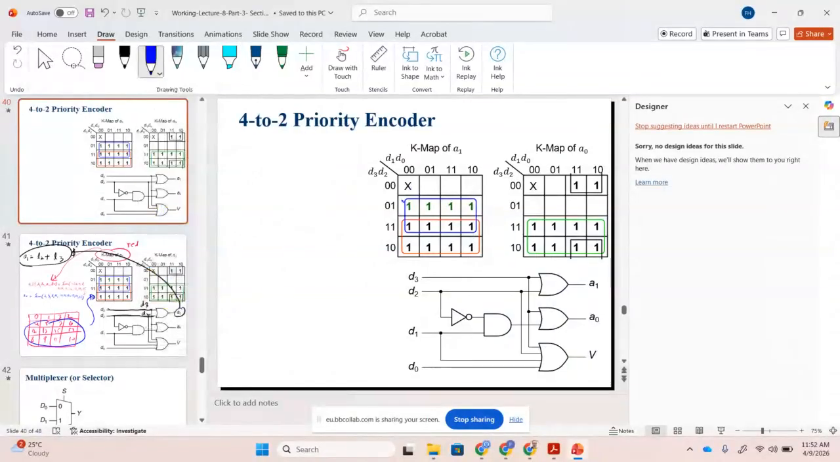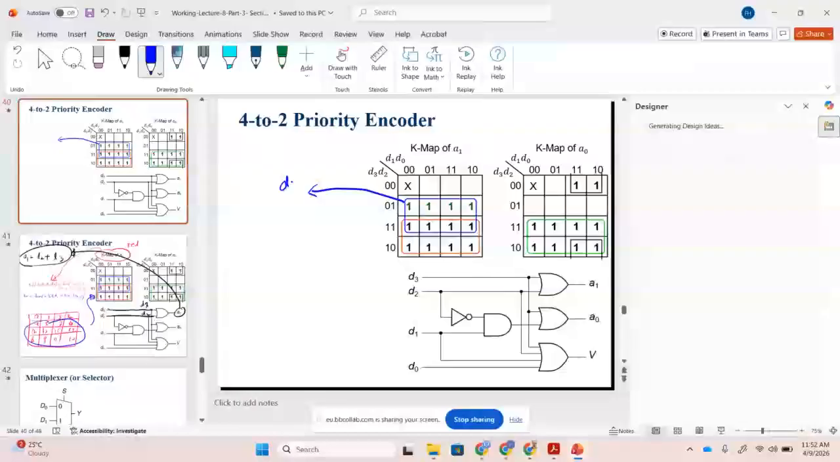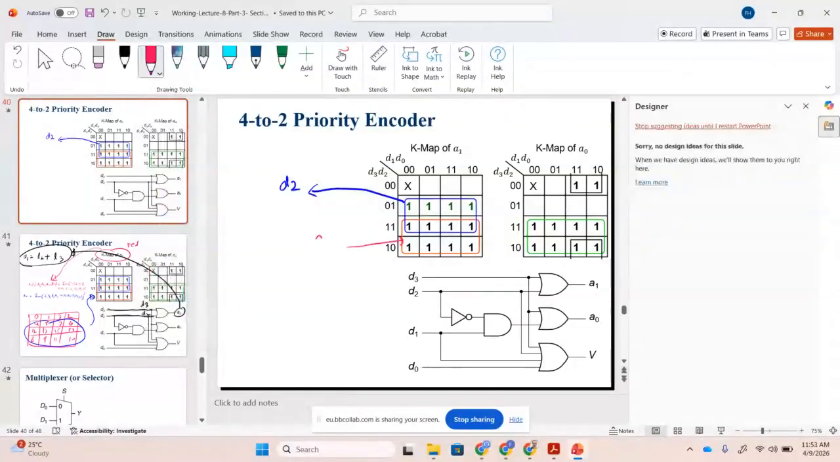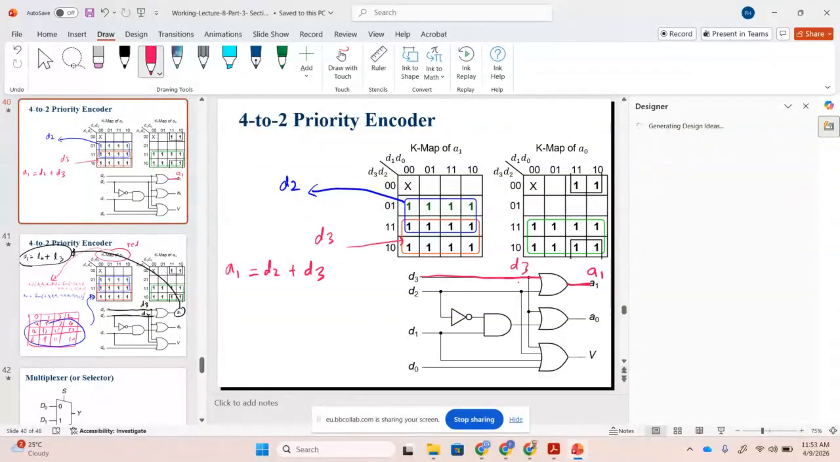The blue thing will give me what? This is D3, D2, so it will give me D2. Got it? And the red one, help me. D3. So A1 is now D2 plus D3. So this is my A1. And this will give me D3 plus D2. And similarly, we can solve for the K-map for A0.